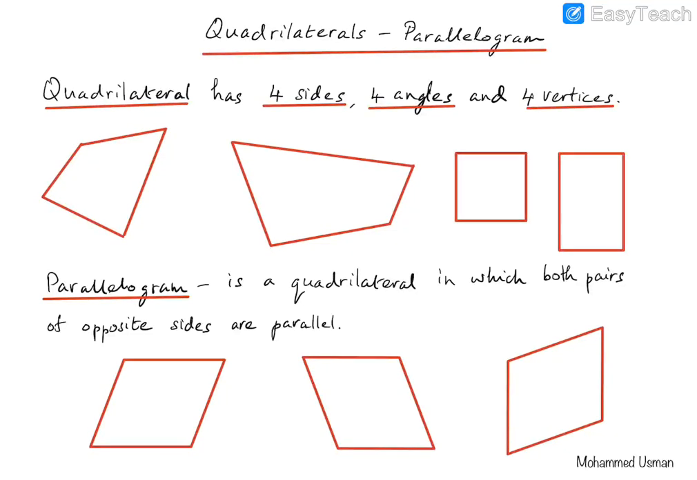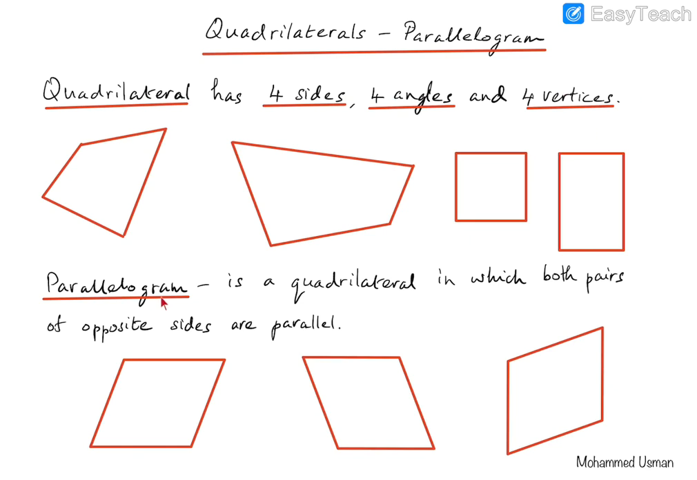Let us quickly recall what we saw in the previous video and then do some examples using the ideas that we have seen in the previous video. First of all, we discussed previously what is a quadrilateral and what is a parallelogram. Quadrilateral is a four-sided figure. It has four sides, four angles, and four vertices.